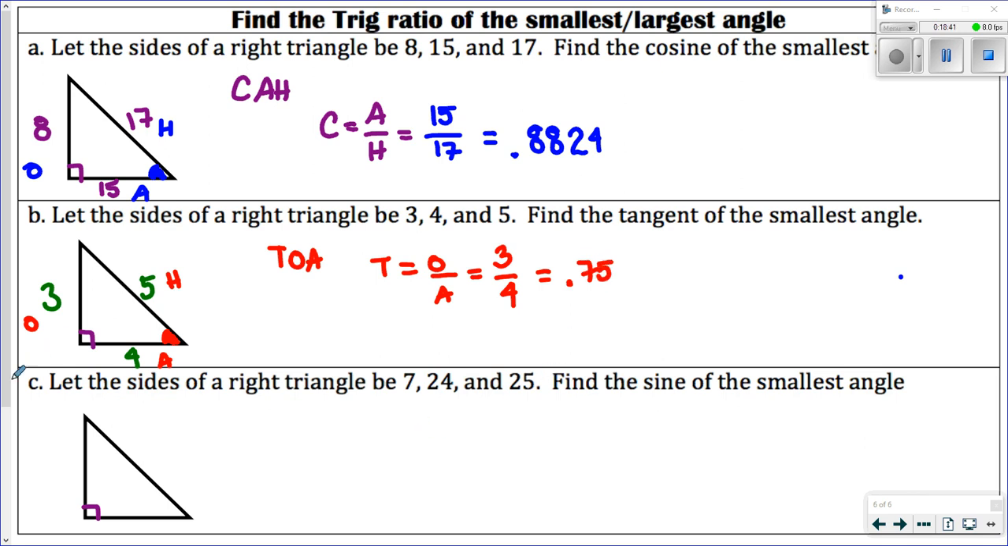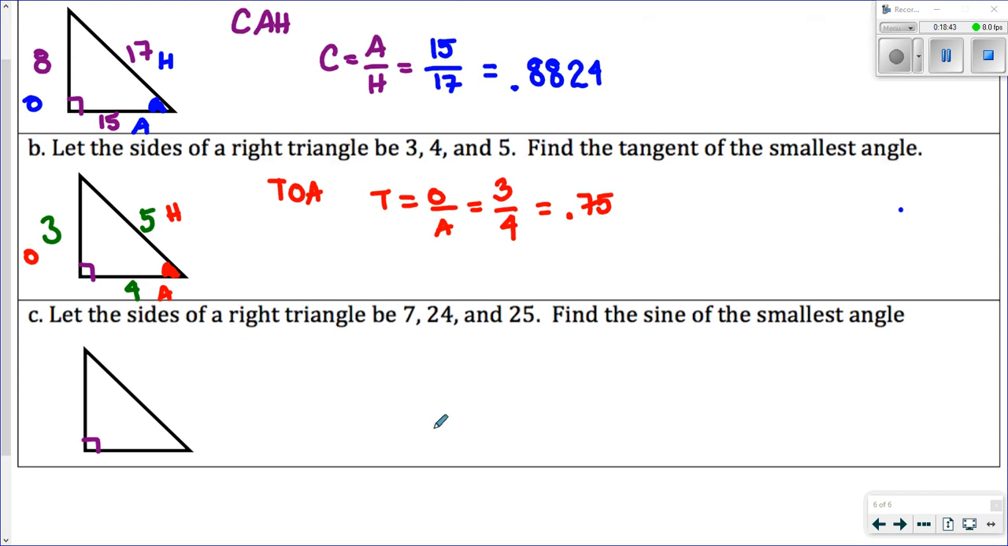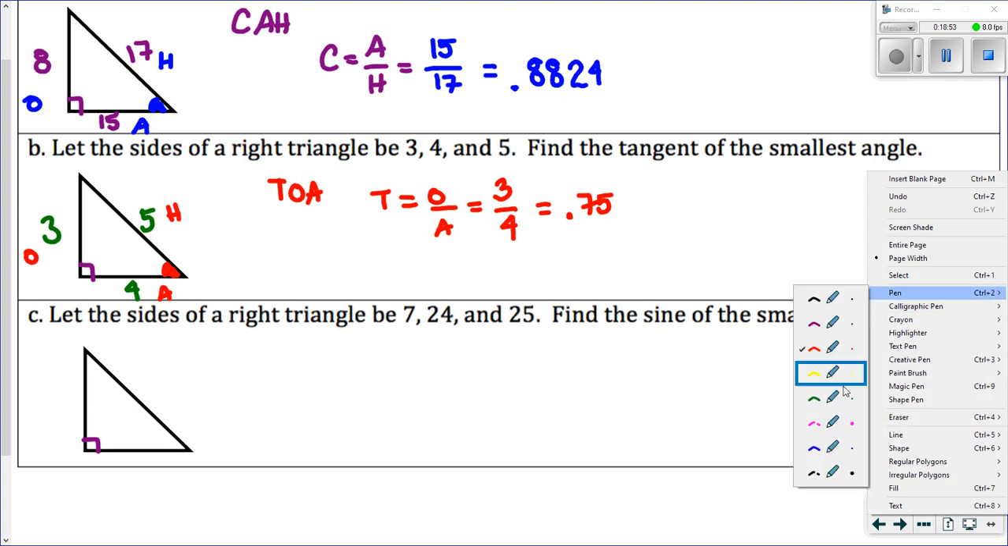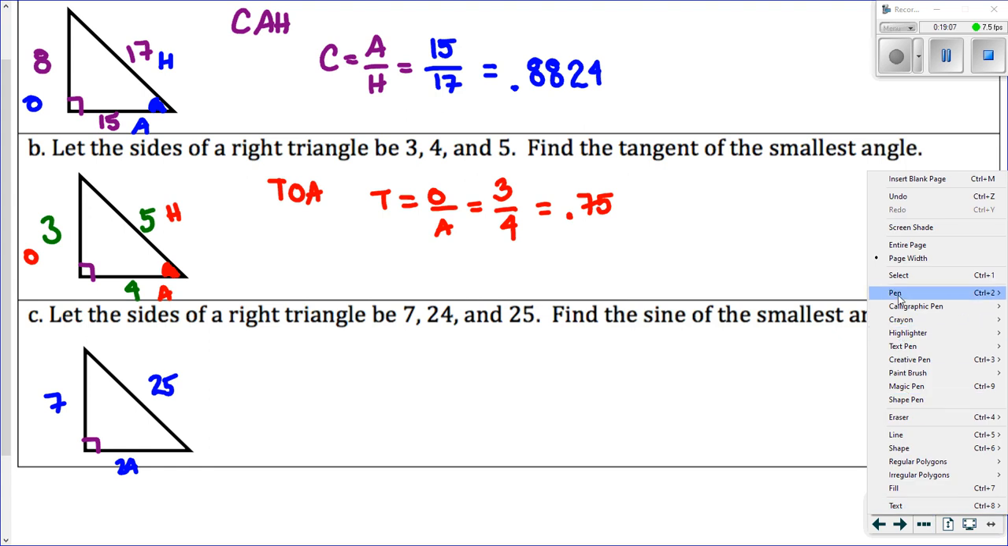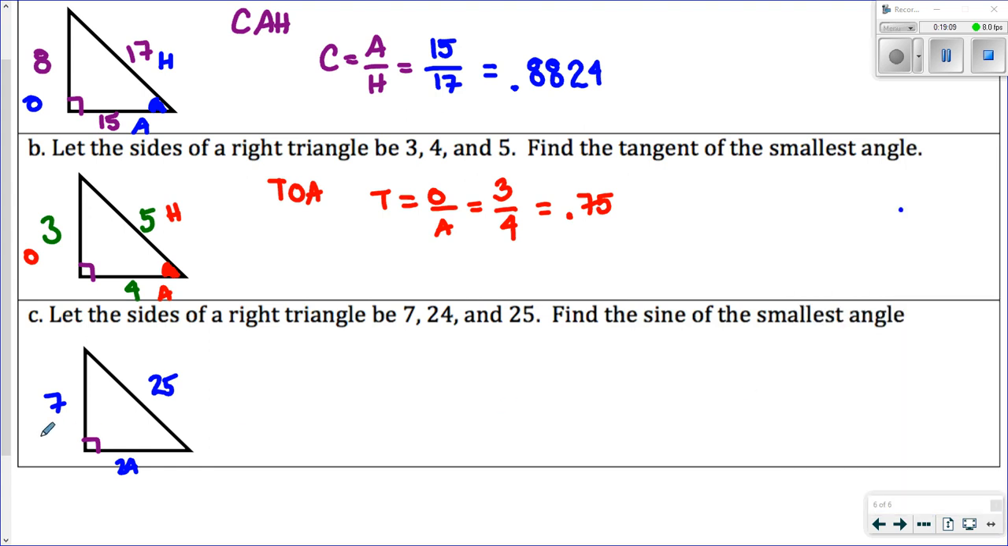And then let's go on to the next and last one. We've got 7, 24, 25. We need to find sine of the smallest angle. So with that one, I will use blue, and I'm going to label it. So my 2 smallest numbers will be the legs, and then my hypotenuse would be 25. And of course, I'm going to label it. So that's the hypotenuse. And then again, they say the smallest sine angle.